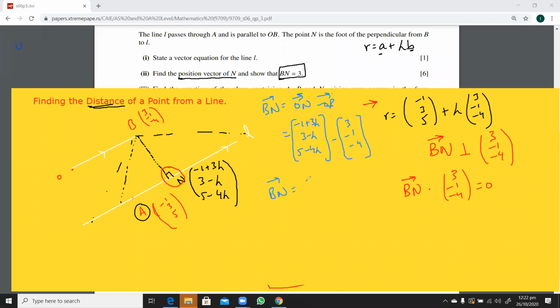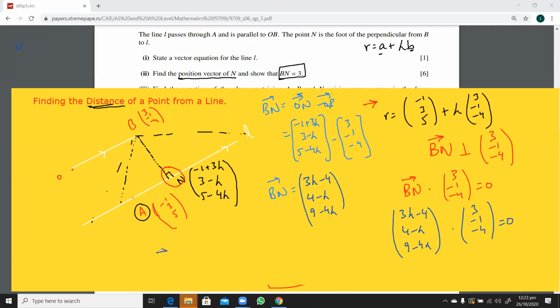So BN is going to be 9 lambda minus 3. I'm multiplying them. Okay. So this is 3 lambda minus 4, okay? And this one is 4 minus lambda. And this one is 9 minus, please check this working, guys, okay? There shouldn't be any mistake now. 3 lambda minus 4, 4 minus lambda, 9 minus 4 lambda, dot this 3 minus 1 minus 4, should be equal to 0.